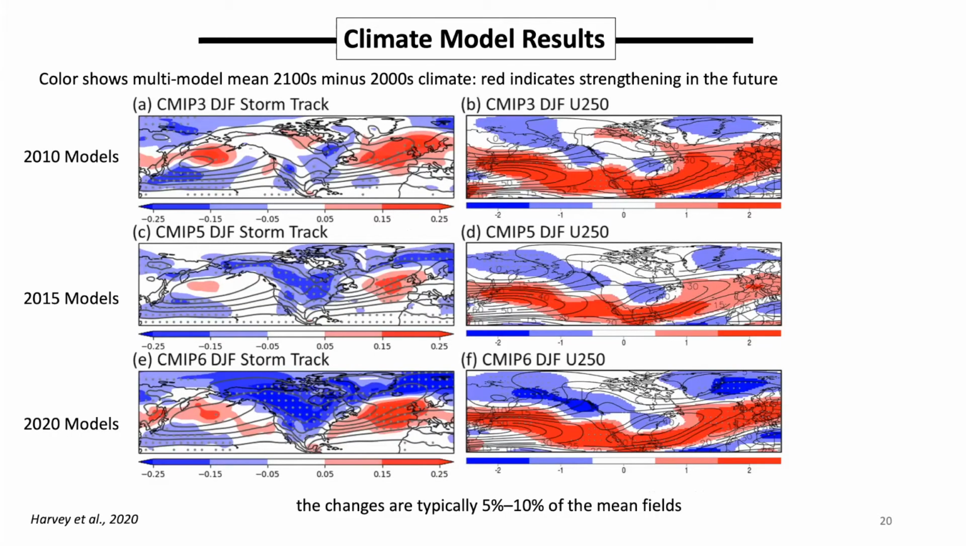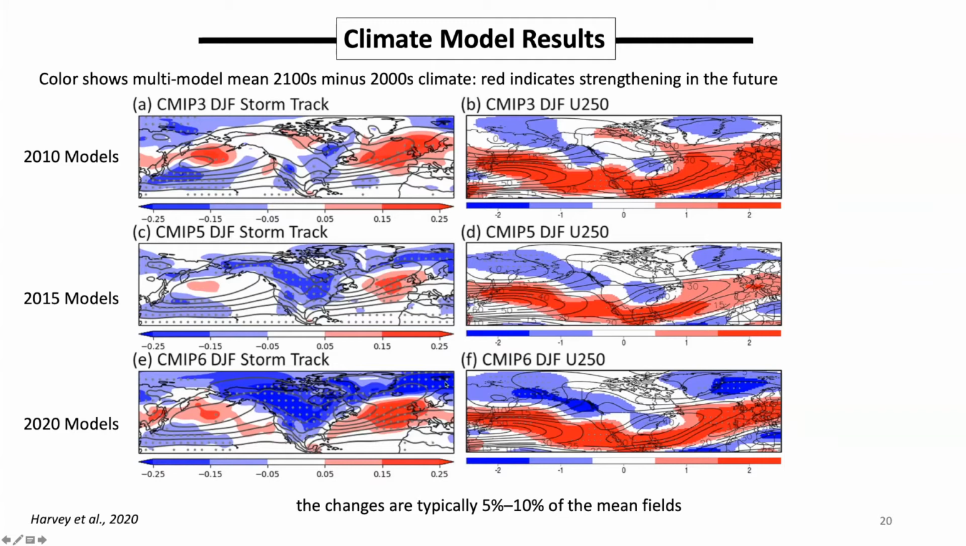So now what are we going to look at? Okay, so I introduced to you all the storm track and then the jet. And now we're going to look at the change in the storm track and the change in the jet. So red in this figure indicates strengthening in the future, and then blue indicates weakening. And we're actually going to look at the results from 2010 climate models, 2015 climate models, and then 2020 climate models. And overall, you can see the pattern doesn't change that much. However, there are subtle changes that are important, and so progress is being made.